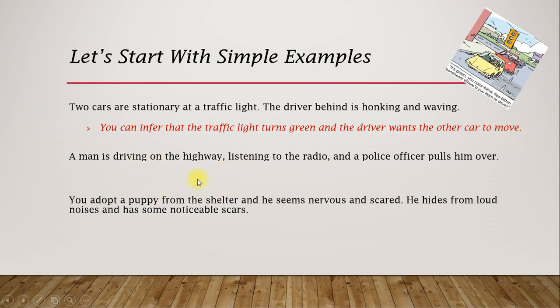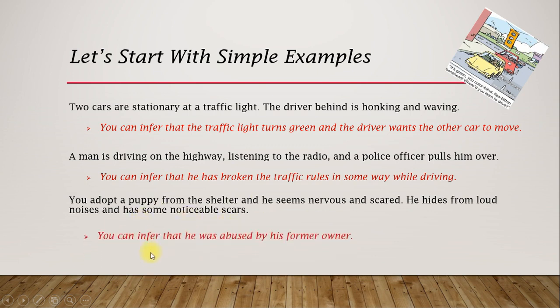A man is driving on the highway listening to the radio, and the police officer pulls him over. So, what's wrong? Let's see. He has broken the traffic rules in some way while driving. Another one, you adopt a puppy from the shelter and he seems nervous and scared. He hides from loud noises and has some noticeable scars. You can infer that he was abused by his former owner.